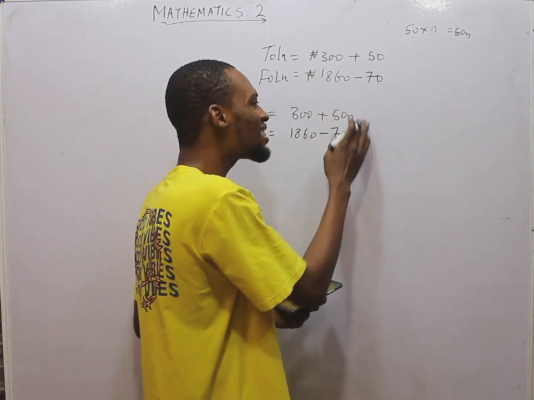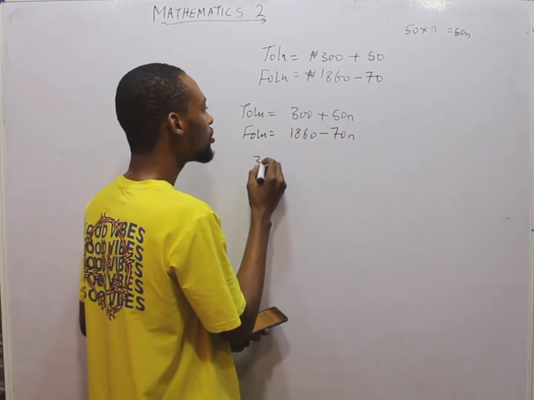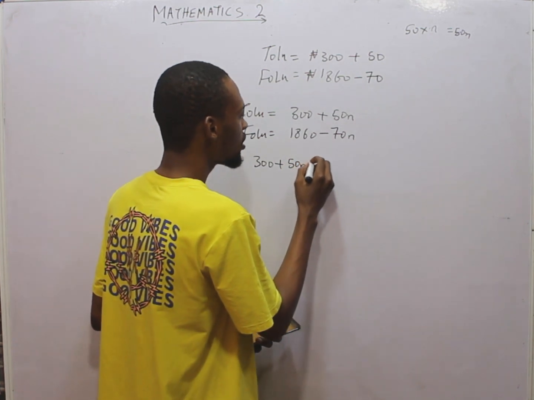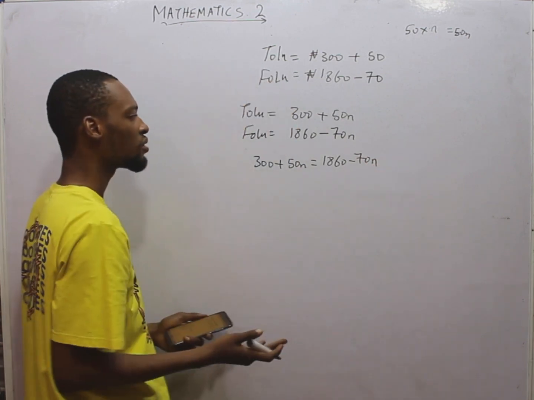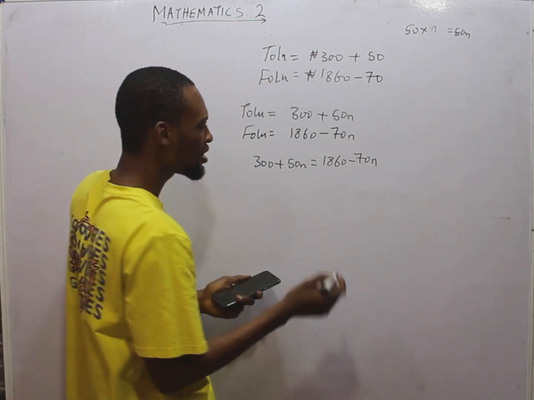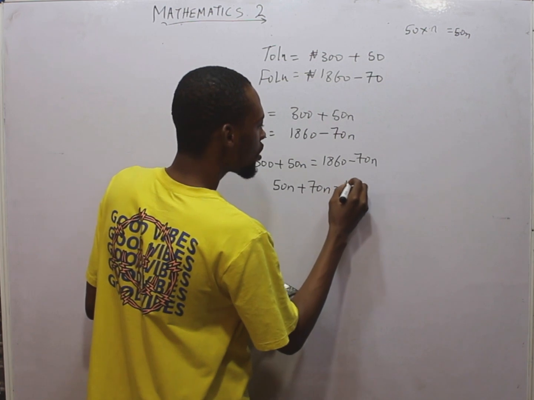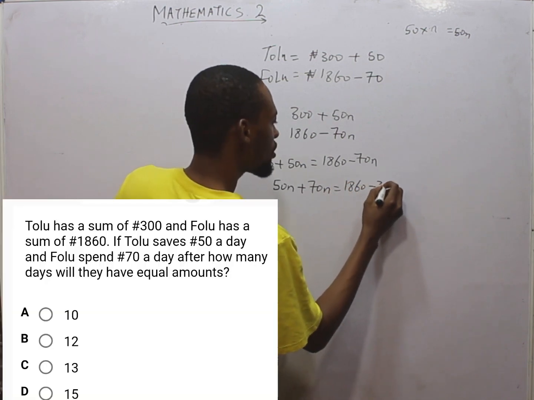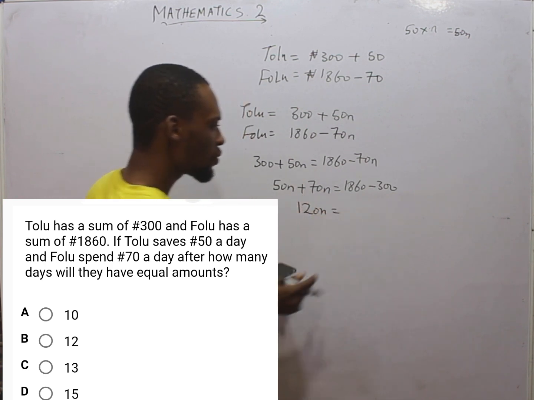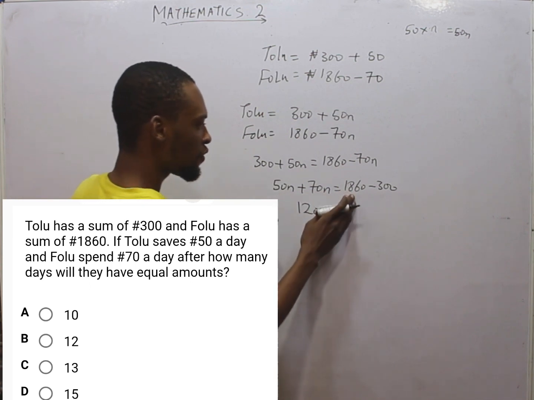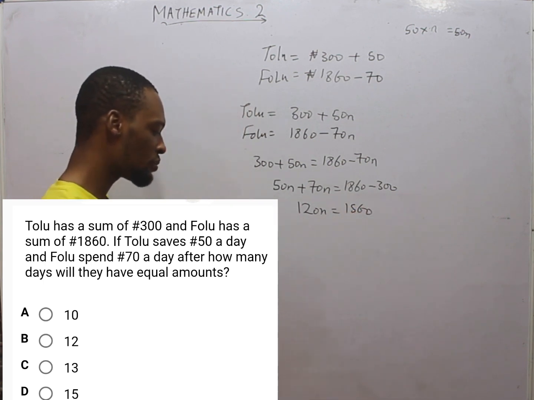What they are trying to say is find n, the number of days. So for this to be equal to this, we simply have that 300 plus 50n is equal to 1860 minus 70n. This is the equation. So collecting like terms, we simply have 50n plus 70n is equal to 1860 minus 300. This will be 120n is equal to 1560. That is what will be remaining there.